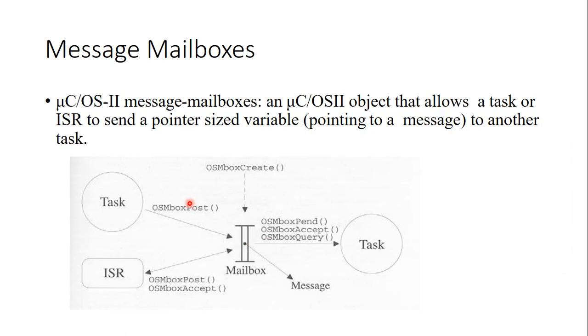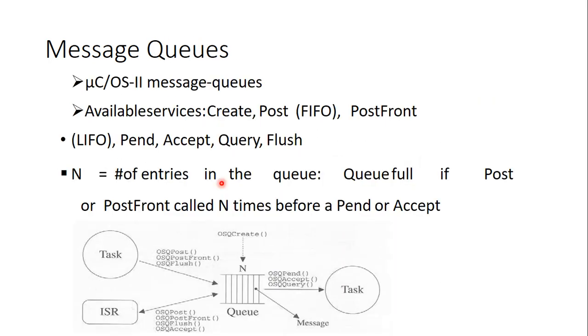The message mailbox allows a task or ISR to send a pointer-sized variable to another task. So this is another type of process communication, and this is the required signal which has to be established for communication. In message queues, we have functionalities like FIFO, LIFO, and so on. Here also we have to generate the required signals like pend, accept, and query signals. This is another way of communication available in MuseOS.